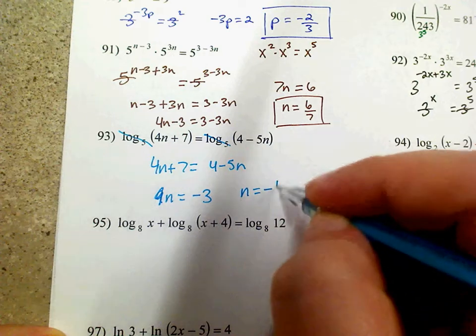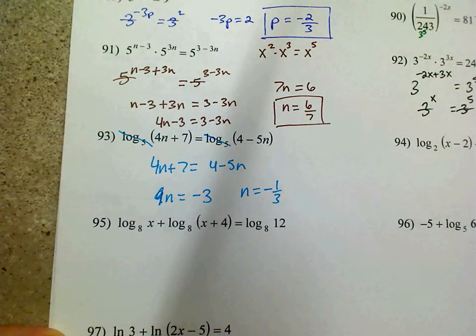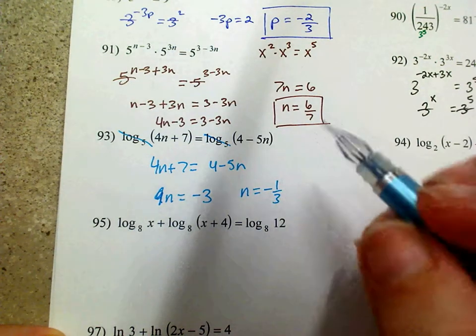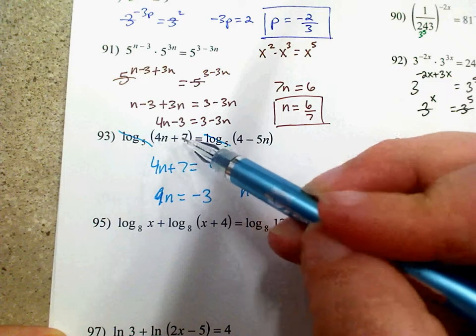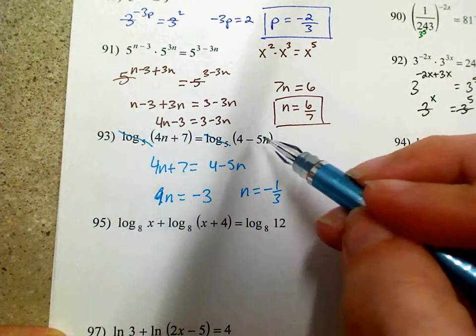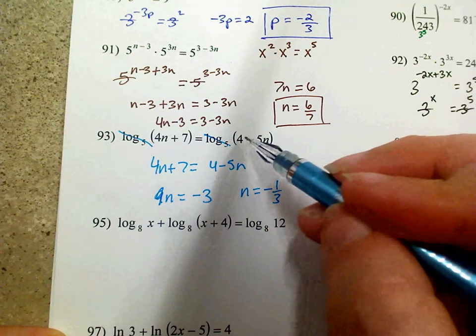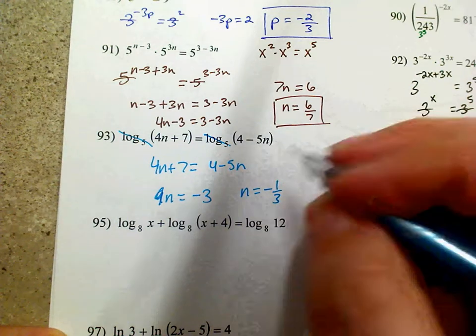Now I always did say that you need to check your answers on logarithms because the log of a negative number does not exist. So when I plug in negative 1/3, I get negative 4/3 plus 7. That's a positive expression. And when I plug in negative 1/3 here, I get 4 plus 5/3, which is a positive expression. So that is my answer.